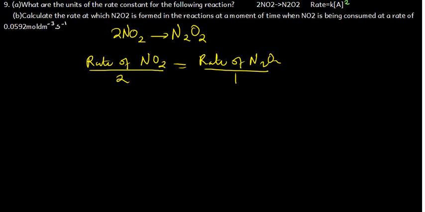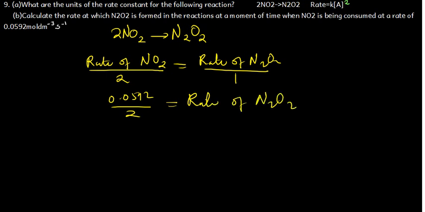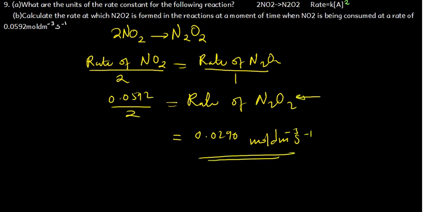So the rate of N2O2 is what we want. The rate of this one is what has been given as 0.0592. So just divide that by 2 and that will give you the rate of N2O2. Dividing that value by 2 gives the rate being equal to 0.0296. The unit is the same, mole per decimeter cubed per second. So this is going to be the rate at which this one is being formed.